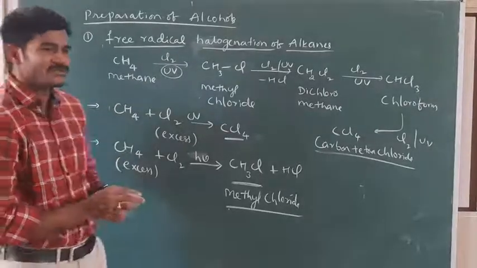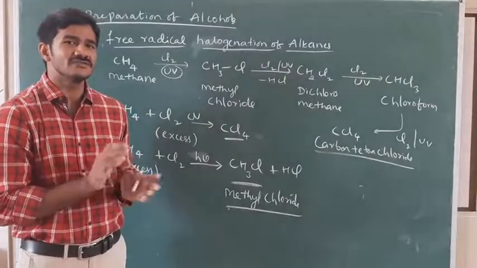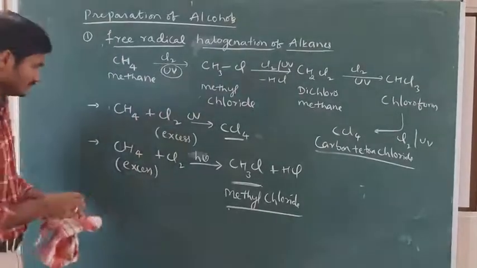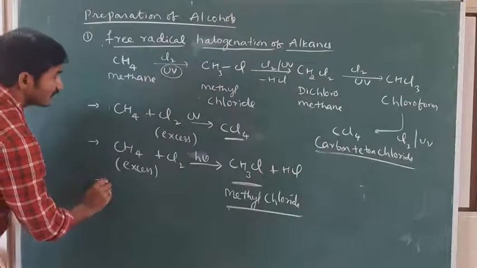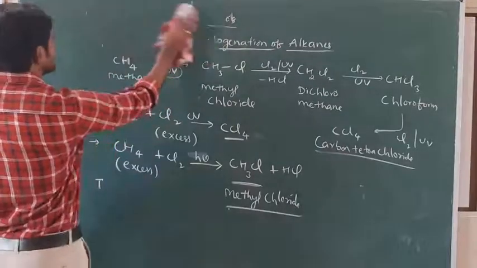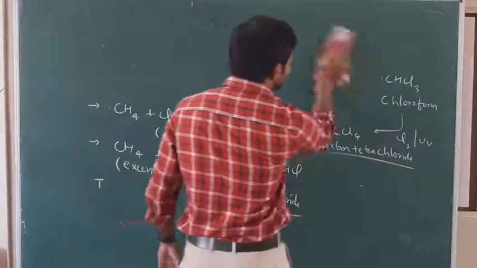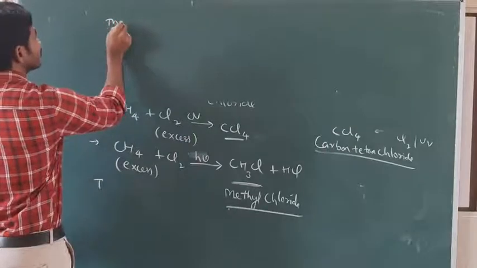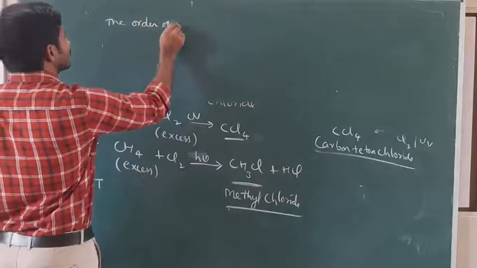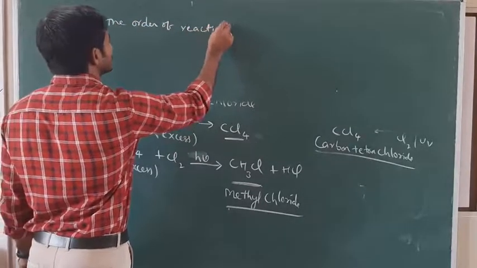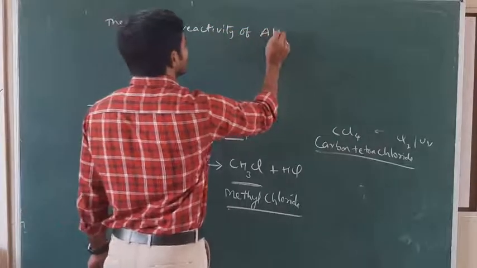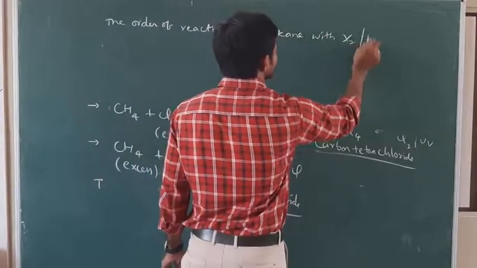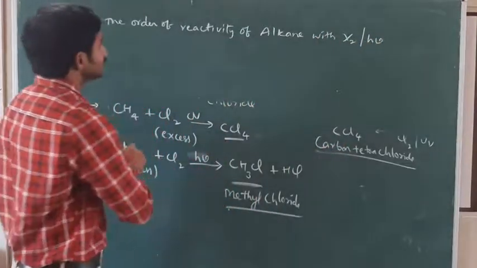But halogenation has some selectivity, it is a regioselective reaction. There are 2 important orders here to understand. The order of reactivity of alkanes with halogen in the presence of UV light.